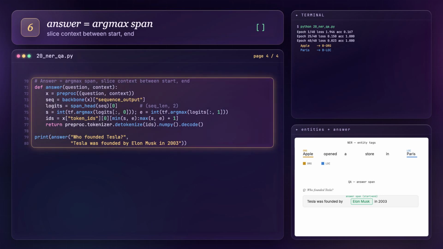Inference. We let the preprocessor pack the question and context together, run the backbone to get a contextual vector per token. Then the span head gives us start and end logits for every token. We take the argmax of each, slice the token IDs from start to end, and detokenize. The model points at Elon Musk. We lift those tokens out, and that's the answer, never generated, just located.